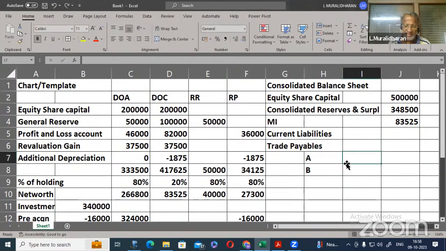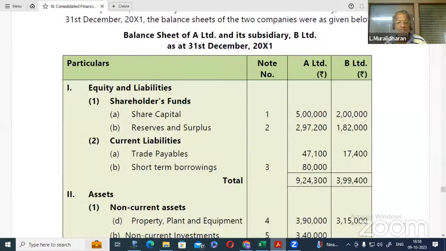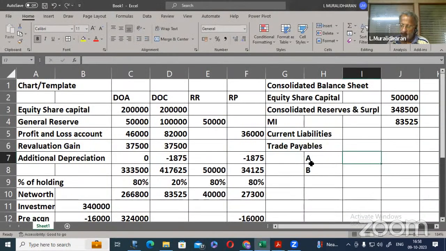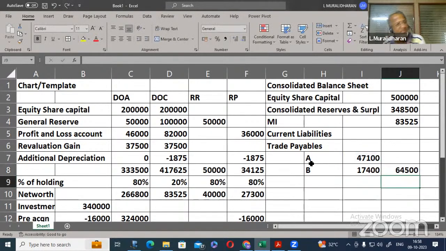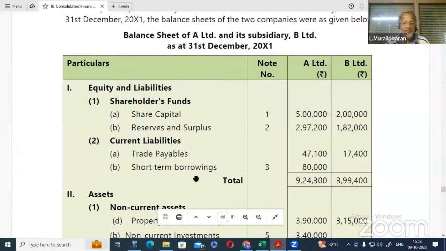This is what I was just referring to as foundation students' work only. 47,100, 17,400. So now you are expected to sum up these two and see that it is part of your consolidation. Very simple work, no? Except for those three items, the rest you only have to do this. Now, after trade payable, short-term borrowings, 80,000.